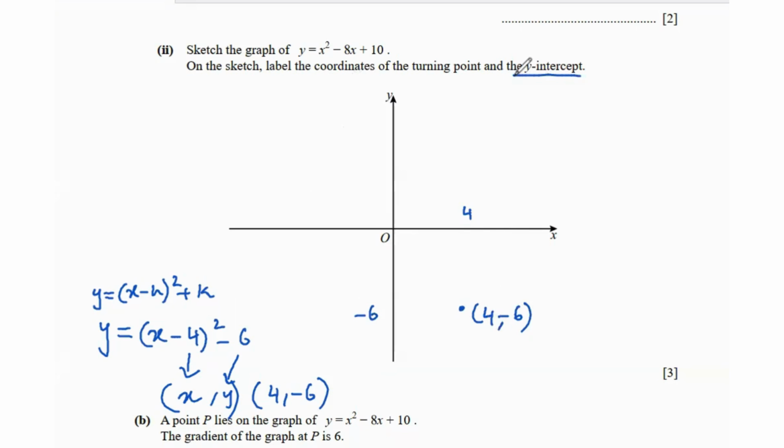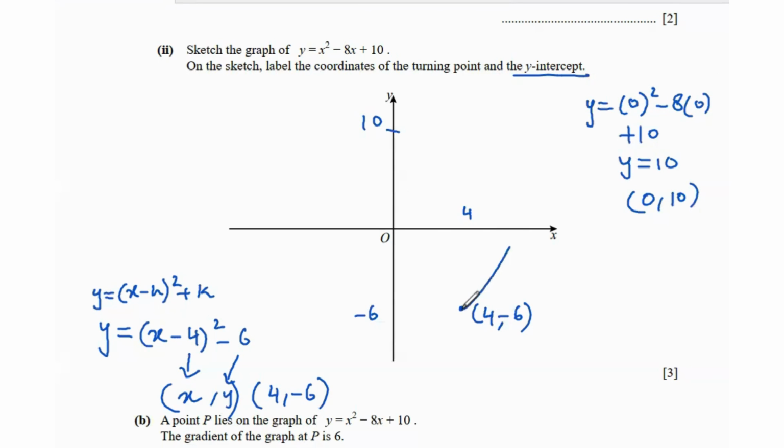Now they're saying and the y-intercept as well. So for the y-intercept, you put x equals 0. So y equals 0 squared minus 8 times 0 plus 10. So y equals 10. So the next coordinate is (0, 10). So 10 is going to be somewhere over here. So now we just connect these.